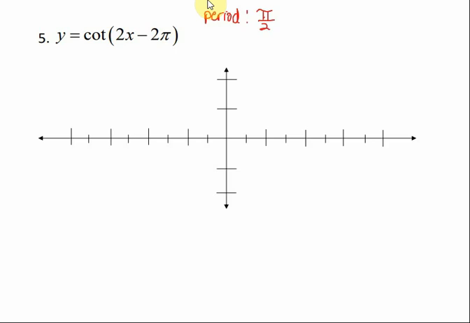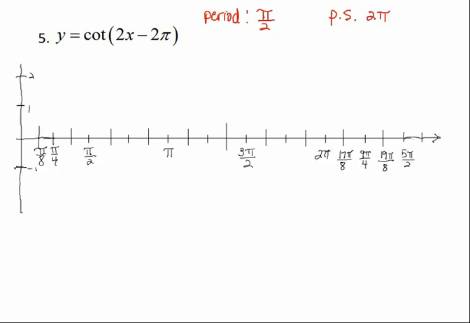And then we have a phase shift of, this says minus 2 pi. Remember, it's the opposite, so it's going to be a positive 2 pi. So our graph is going to start at 2 pi. All right, so I'm going to mark up our graph. All right, I have it marked up. Let me show you how I got these marks.